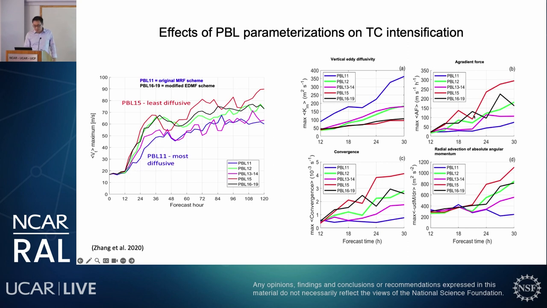So you can see the A-gradient force is definitely enhanced when we lower the eddy diffusivity. And we also see the boundary convergence is larger, the peak boundary convergence, and also the radial advection of angular momentum term is also larger. So that's telling us that this convergence of angular momentum is enhanced in the boundary layer, which helps spin up the vortex.